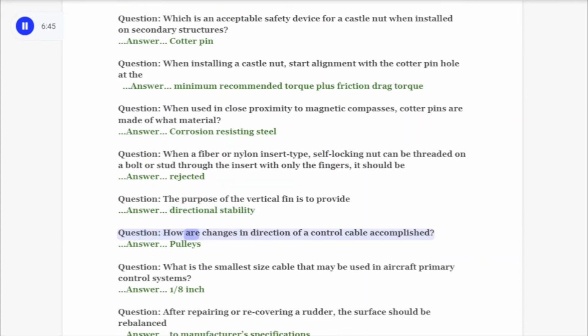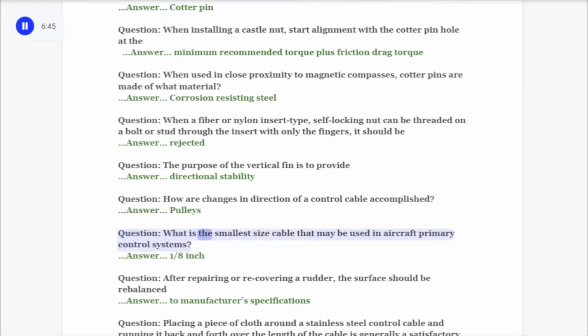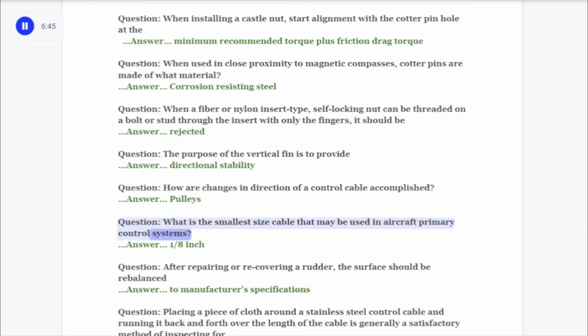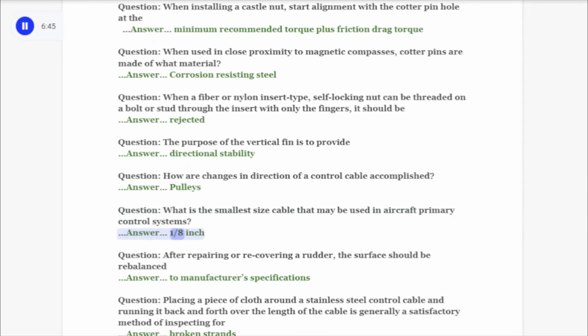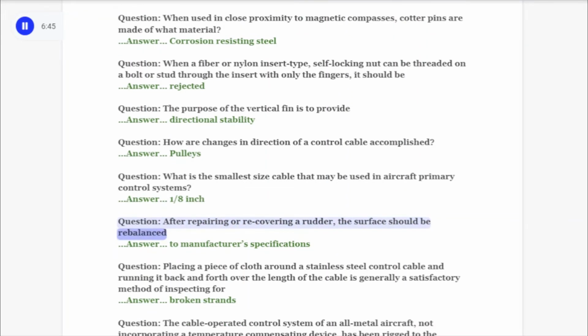Question: how are changes in direction of a control cable accomplished? Answer: pulleys. Question: what is the smallest size cable that may be used in aircraft primary control systems? Answer: 1/8 inch. Question: after repairing or recovering a rudder, the surface should be rebalanced.